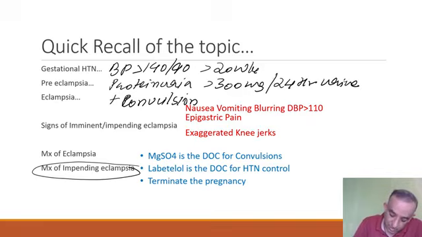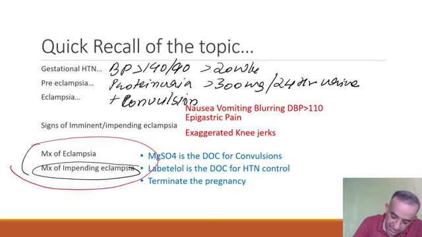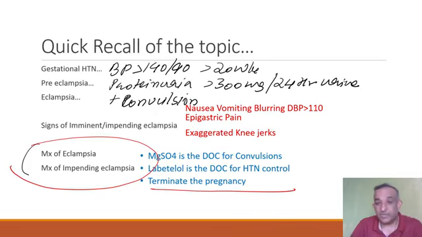Both of these conditions, the management is magnesium sulfate, labetalol, and terminate the pregnancy. Termination of pregnancy is the most definitive management of eclampsia. Many times this question has come in a NEET exam. Take out the baby, the blood pressure gets to normal in the next 1 week in 90% of patients.